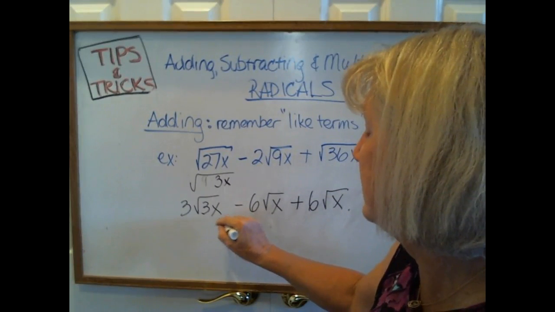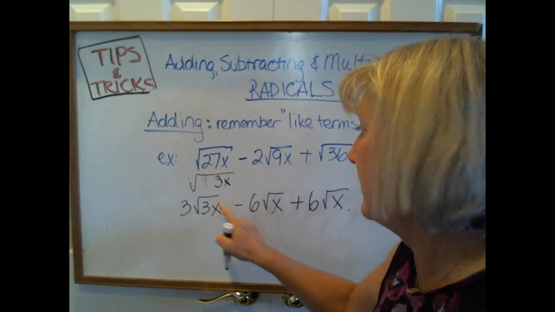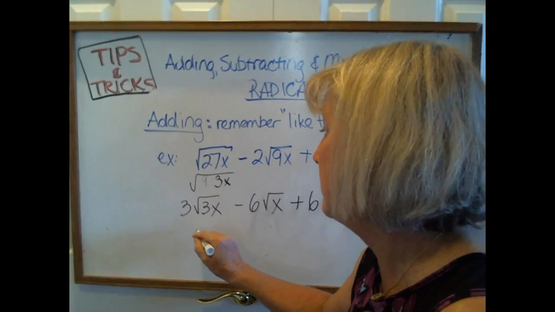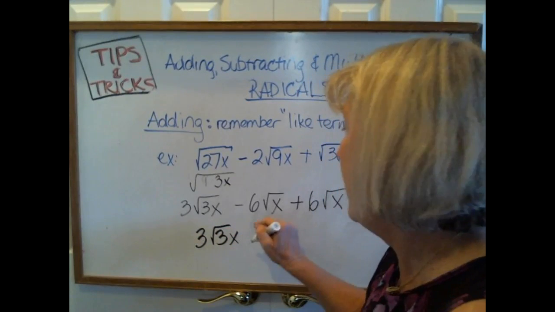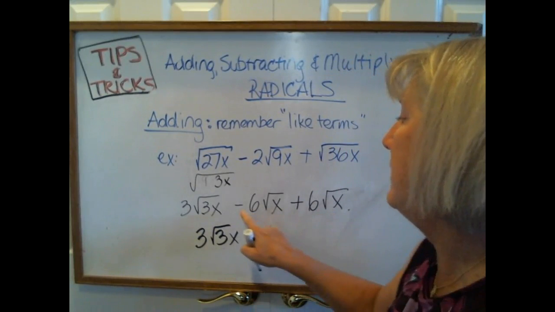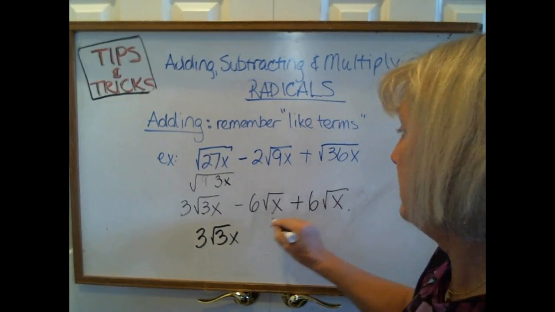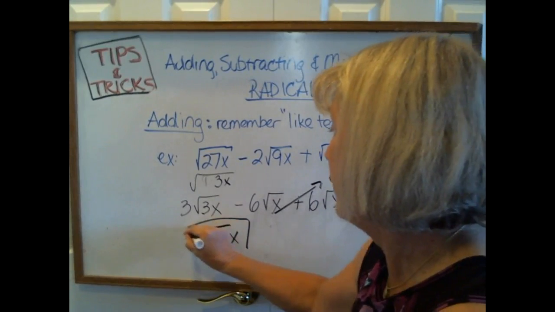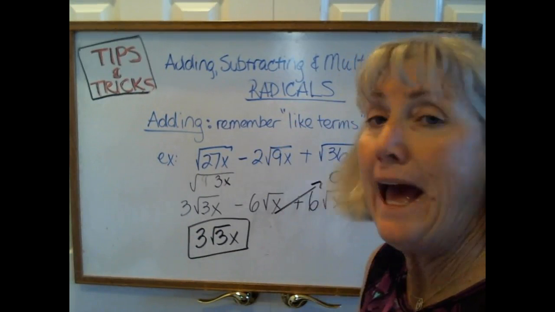And notice that the root 3x and a root x are not the same kind of thing, because we have to look at what's underneath the radical. So this has no like terms with it, so we can just leave it as 3 times the square root of 3x. And then what we do here is we add the coefficients. The root x will stay the same, and we have a minus root x and a plus root x, so they just cancel out and make each other 0. So our final answer is just 3 root 3x. So that's the adding example.